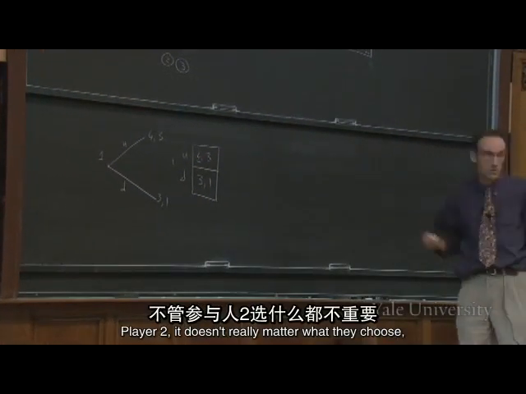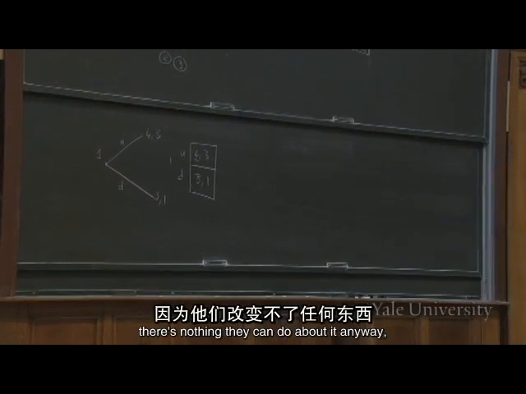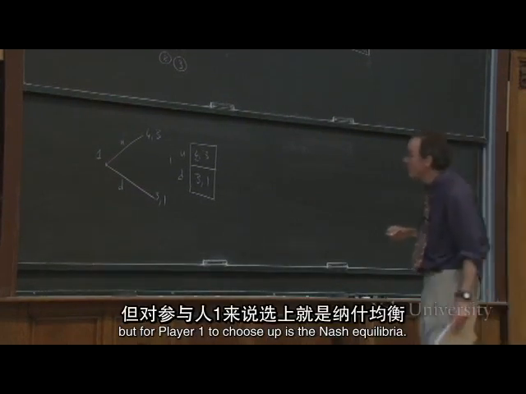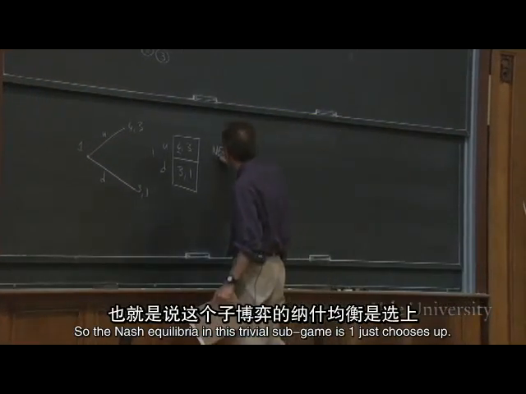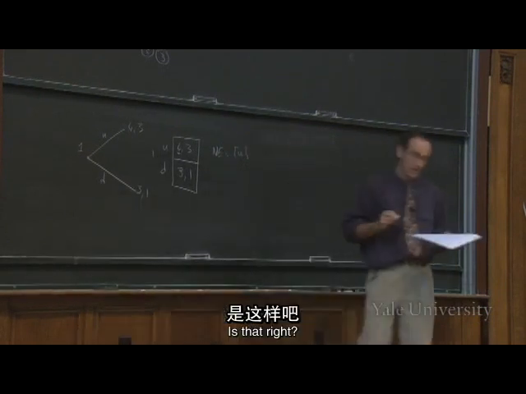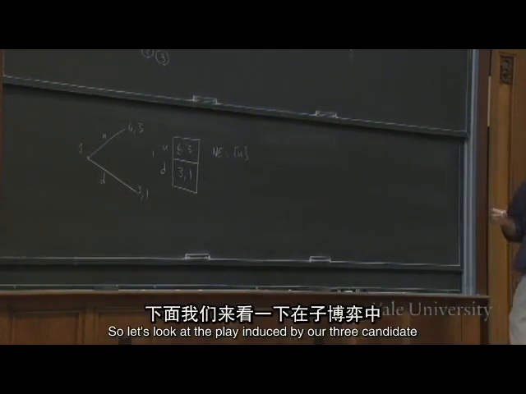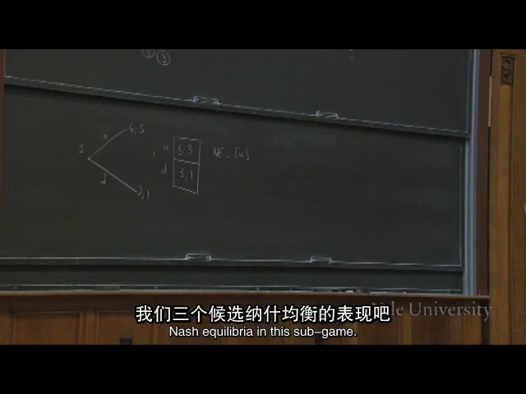Right? Player 2 doesn't really matter what they choose. There's nothing they can do about it anyway. But for player 1 to choose up is the Nash equilibrium. So the Nash equilibrium in this trivial subgame is 1 just chooses up. Is that right? So let's look at the play induced by our 3 candidate Nash equilibria in this subgame.